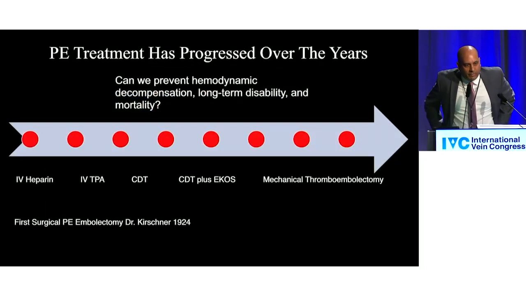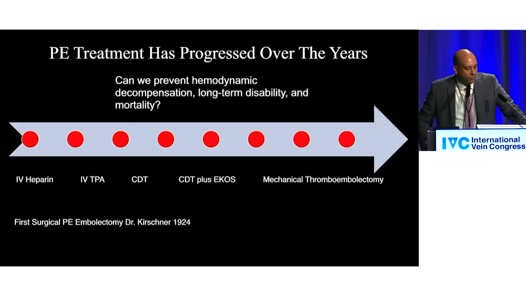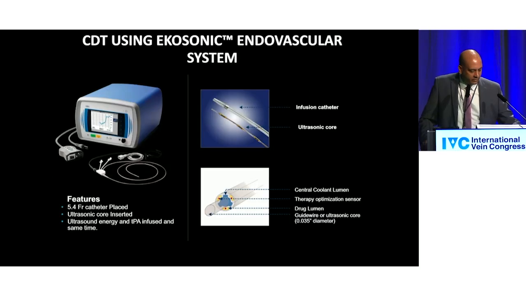If you look at PE treatment over the years, the first surgical PE embolectomy was back in 1924. We haven't really progressed that much if you think about it. I mean, look at this. We started off with heparin, TPA, CDT, another CDT variation with an EKOS catheter, and then obviously mechanical thromboembolectomy is the biggest thing on the market over the past 5 years or so. But have we really made a difference when we're talking about hemodynamic decompensation, long-term disability, and mortality? That's really the primary reason for doing any intervention or treating these patients.